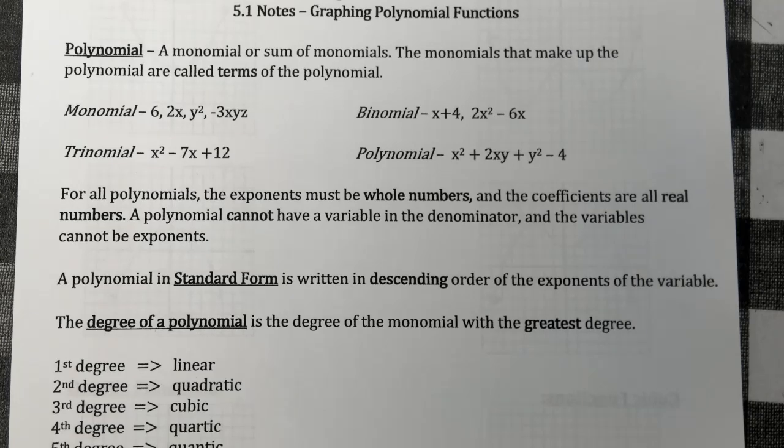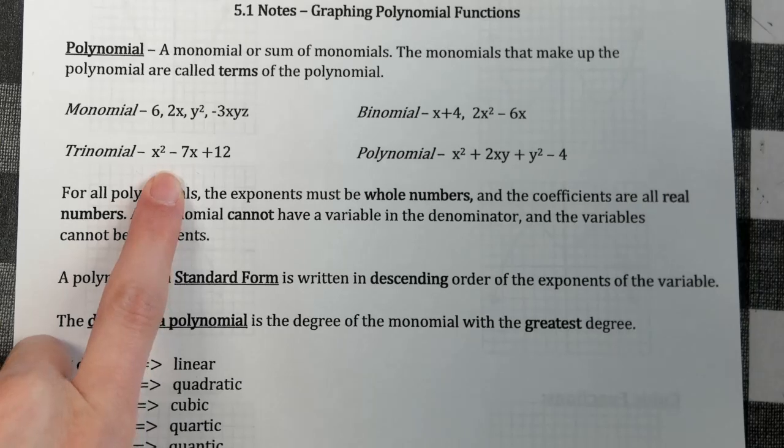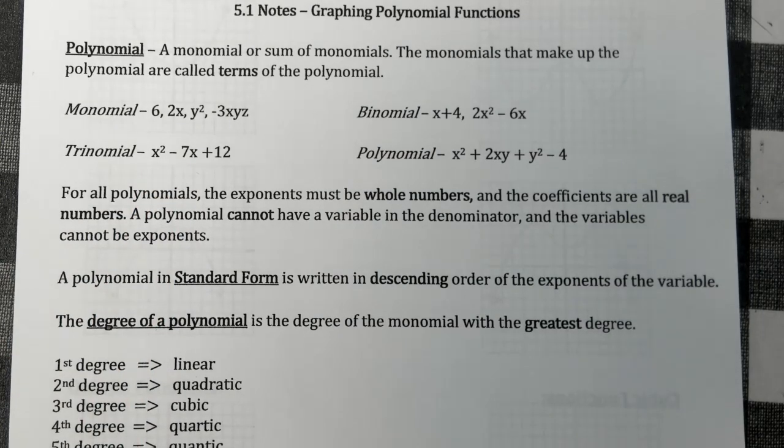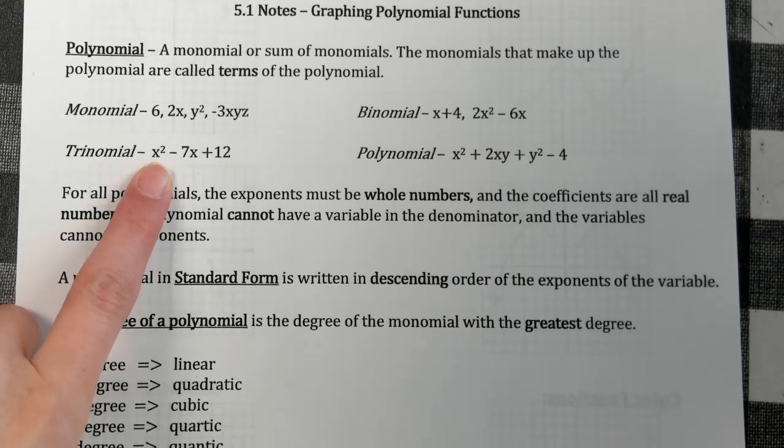If you've ever seen x plus 4 or x squared minus 7x plus 12, those all fall under the category of polynomials. You've got monomials, which is one term. A binomial is two terms added or subtracted together. Trinomials, three terms added or subtracted together. And this is what you would have factored in chapter 4. So this should be something you recognize already.